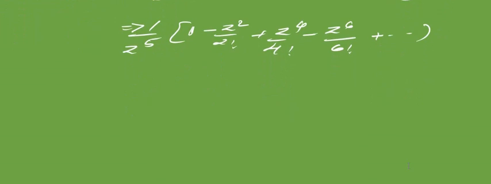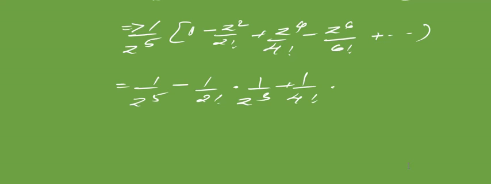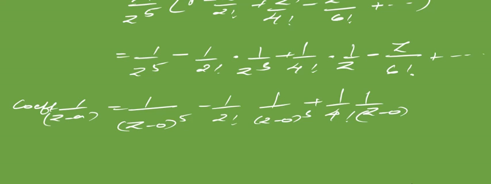Multiply that by 1 by z power 5 inside. By doing so we get 1 by z power 5 minus 1 by 2 factorial into 1 by z cube plus 1 by 4 factorial into 1 by z, because the power of z will be retained, and here the power of 6 is greater and the power of 5 is less, so we have z by 6 factorial and so on. We are supposed to concentrate on the coefficient of 1 by z minus a. So you can see everything is z, so you can write this as 1 by z minus 0 power 5, minus 1 by 2 factorial, 1 by z minus 0 the whole cube, plus 1 by 4 factorial, 1 by z minus 0 whole power 1, and it goes on.